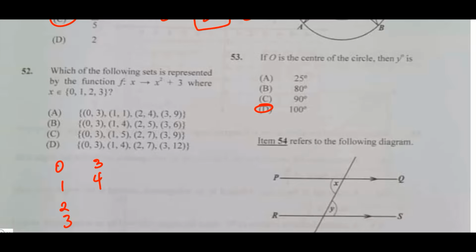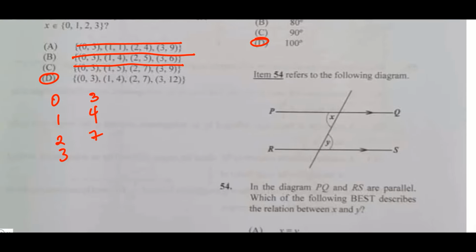Alright, so we have 0, 3, and 1, 4. So which one? This one now has the 1, 4. Let's do one more. When x is 2, we have 2 squared, which is 4, plus 3 gives us 7. So 2, 7. So this one has 2, 7. So automatically our answer would be D. Item 54 refers to the following diagram.